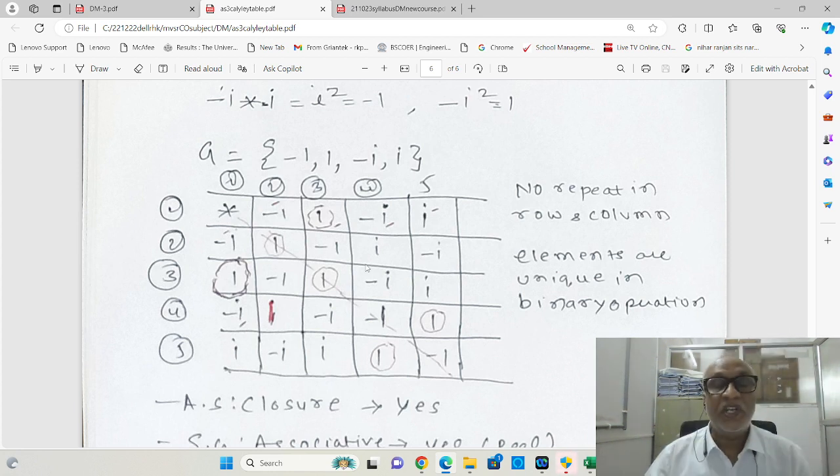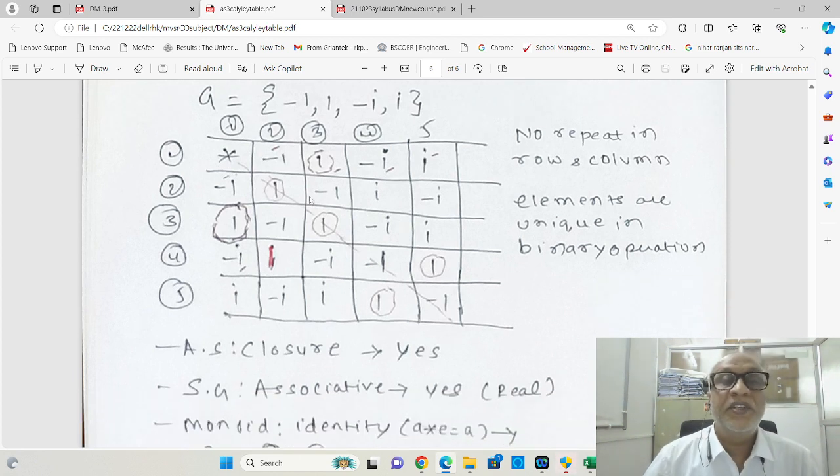Now I want to check whether this Cayley's table or composition table holds the closure property. Yes, it holds. How? I need to check my elements. These are my elements in the set, minus 1, 1, minus i, i, and I need to check the resultant elements. If you check all the resultant elements, they are the same. Nothing is beyond this set, so it holds the closure property.